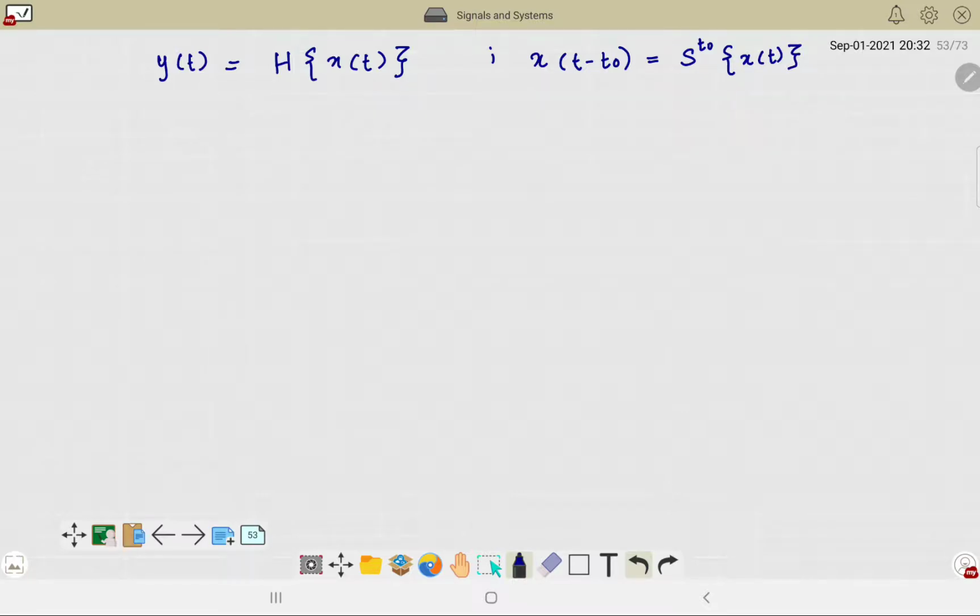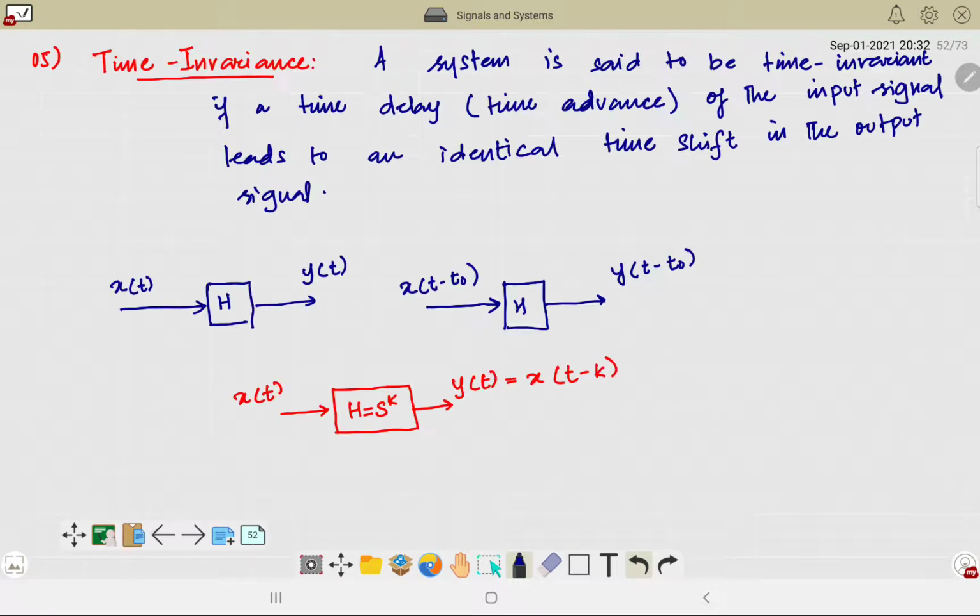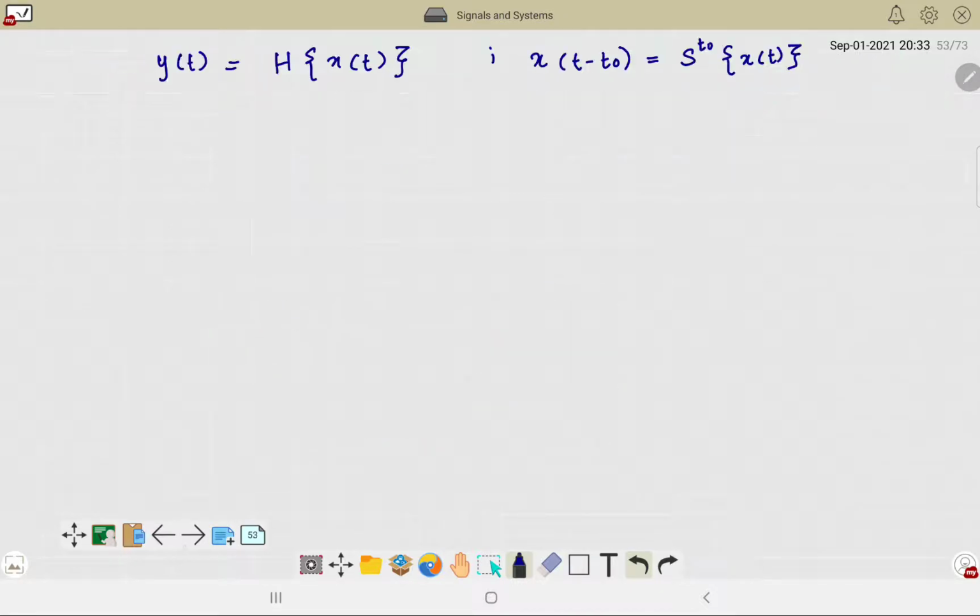You have a signal x of t, like I have drawn graphically here. You're using this signal as an input to a time delay system S superscript K, so it is producing an output with that amount of delay. Same thing I have expressed mathematically. And here the operator S superscript t naught is basically a time shift operator. Its shift is by that amount.